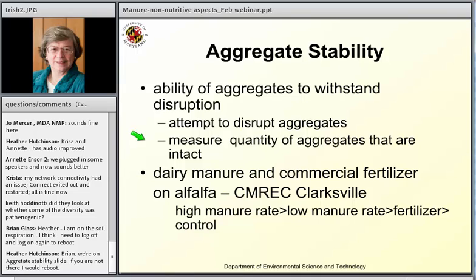But anyway, they had a high manure rate, a low manure rate, and a fertilizer control on alfalfa. And they found that there was greater aggregate stability in the high manure rate than there was in the low manure rate. And both of those were better than the control. So again, even using a rather crude technique, we can see that adding manure and adding more manure produces more stable aggregates than commercial fertilizer alone.